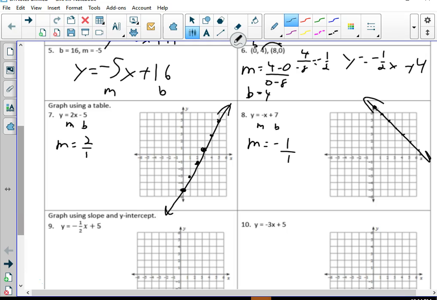Down 1, right 1. Now, real quick. Number 7. Is this a positive or negative slope? Okay. Positive slope, right? Of 2. What is this slope? Negative slope. Okay, I want everybody to write their name on each of those lines. Well, we just drew 2 lines, so write your name on the line.